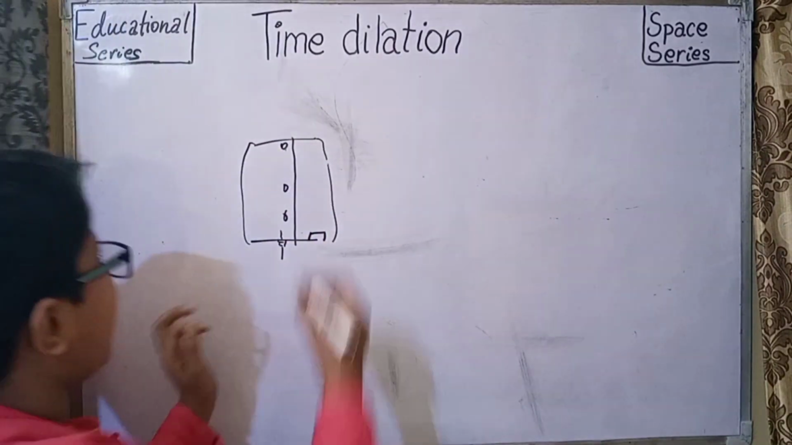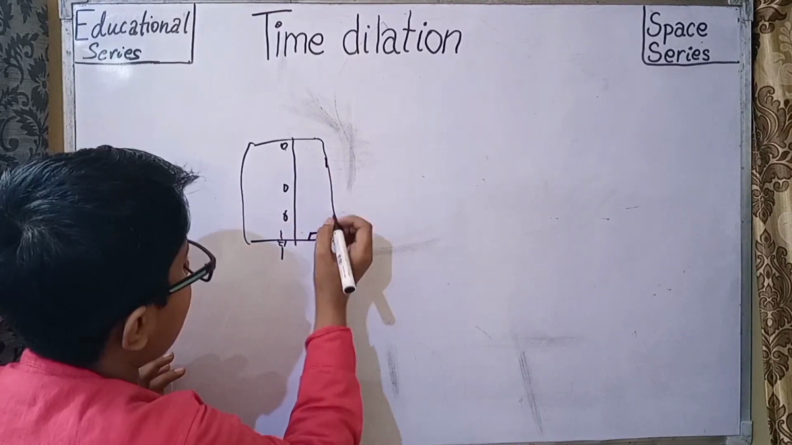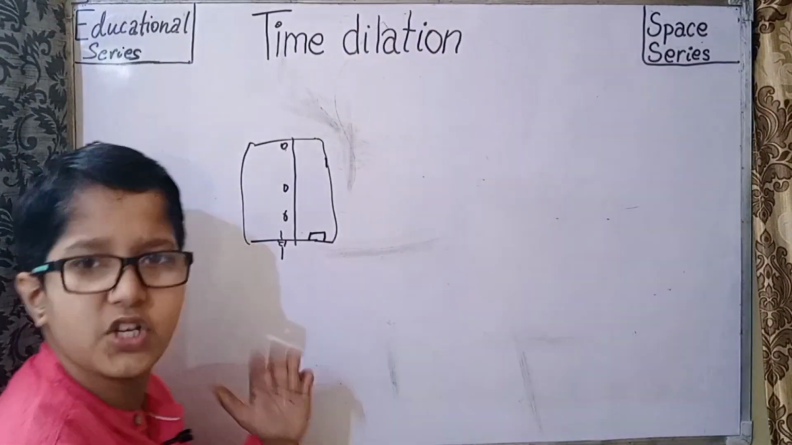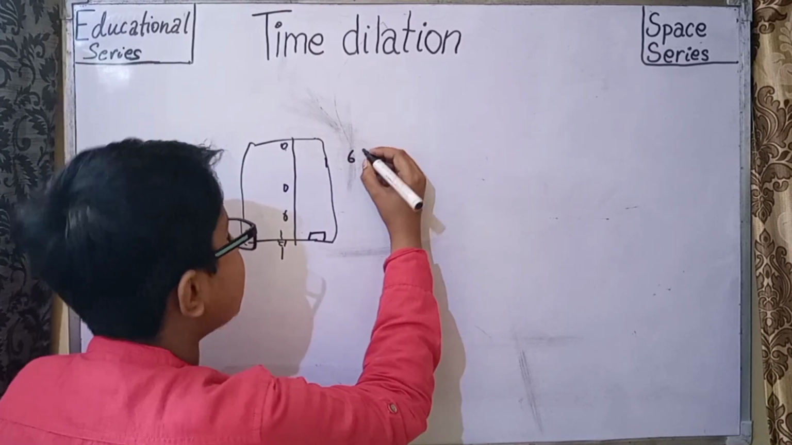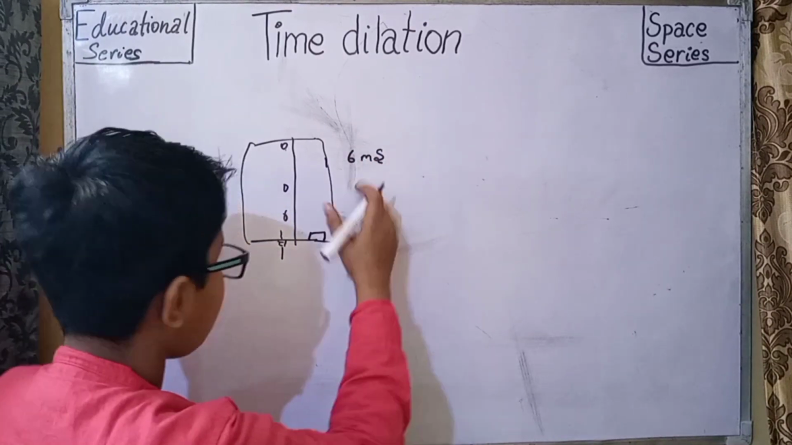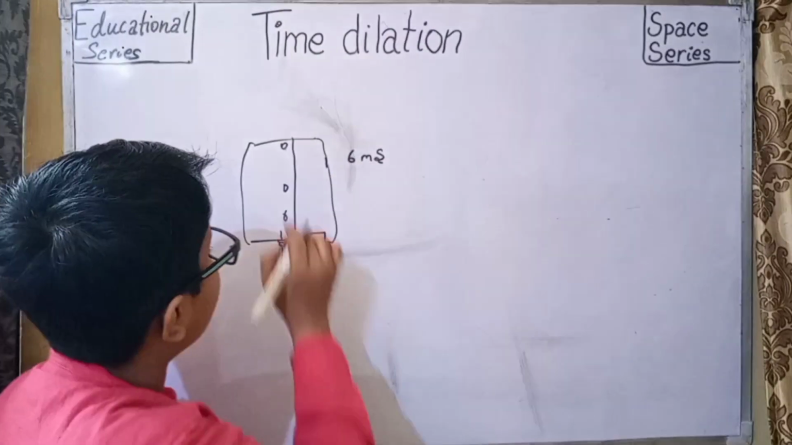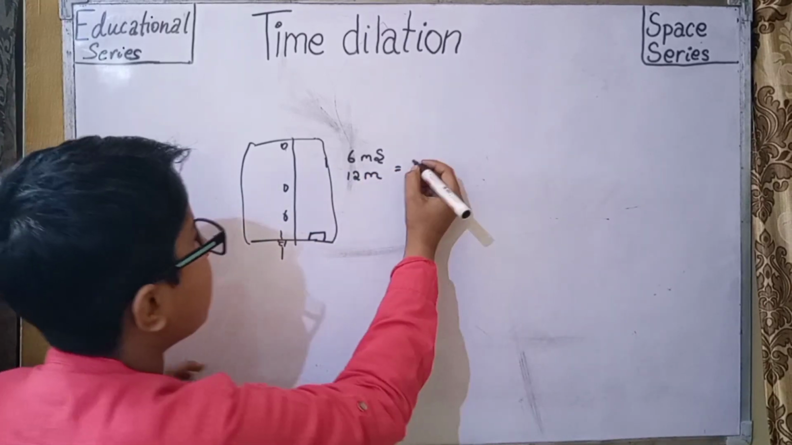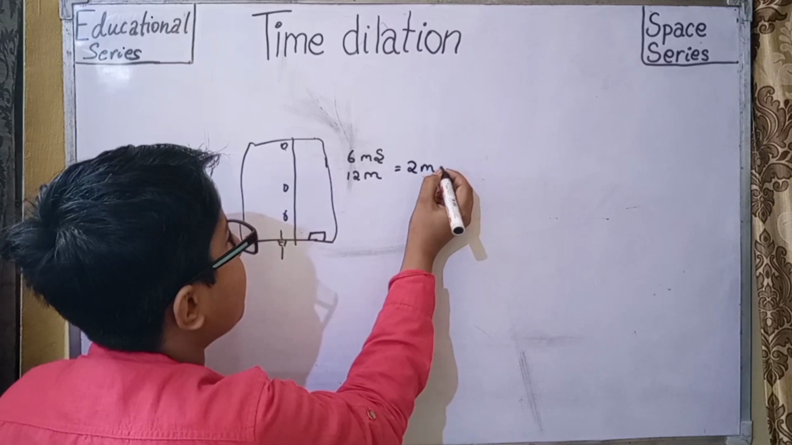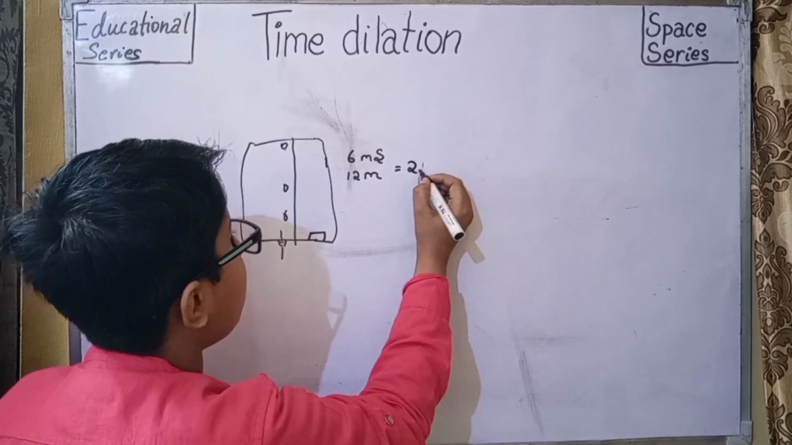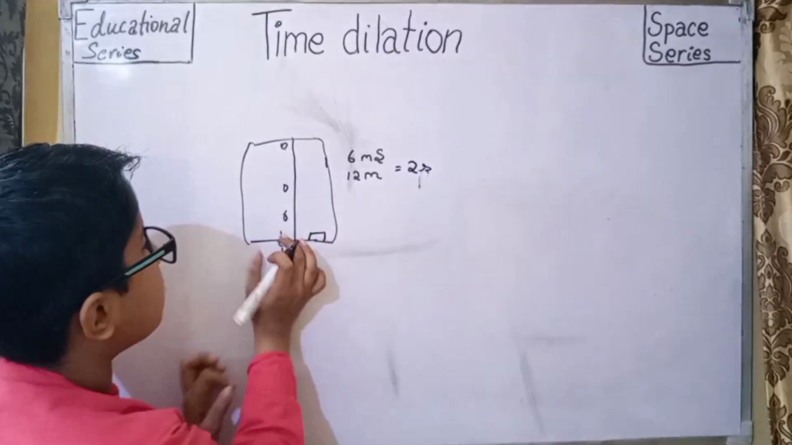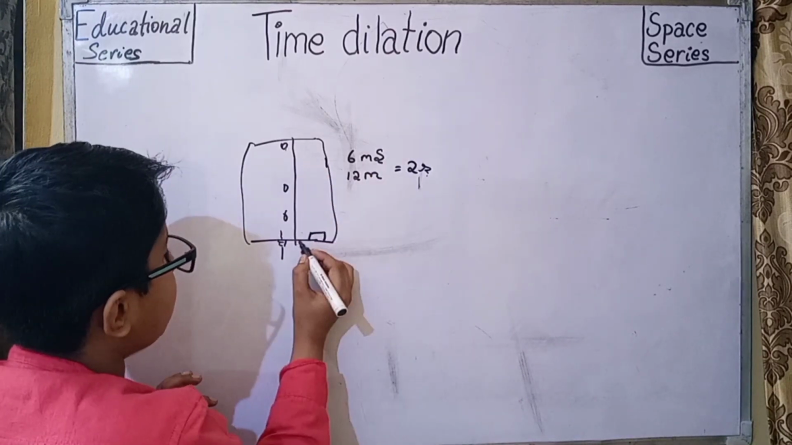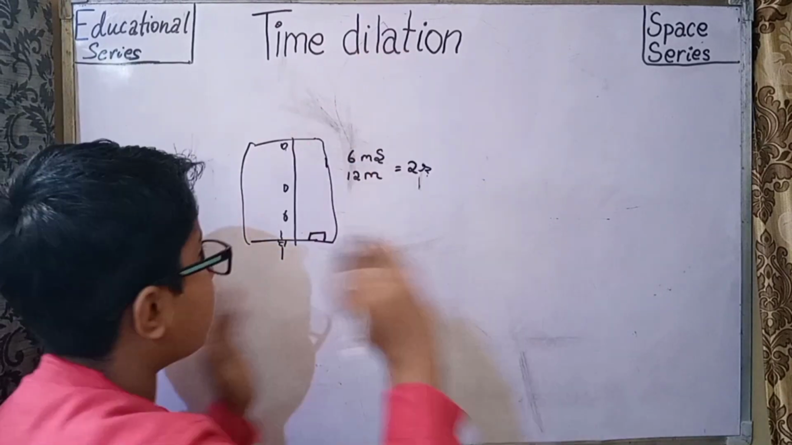Now let's do some mathematical calculation. The speed of light is actually around 3 lakh kilometers per second, but for simplification we'll take only 6 meters per second. We have to find the time. Suppose the distance is 12 meters. Now the time will be 2 seconds. So a light ray takes 2 seconds to go from one mirror to the other mirror and bounce back.